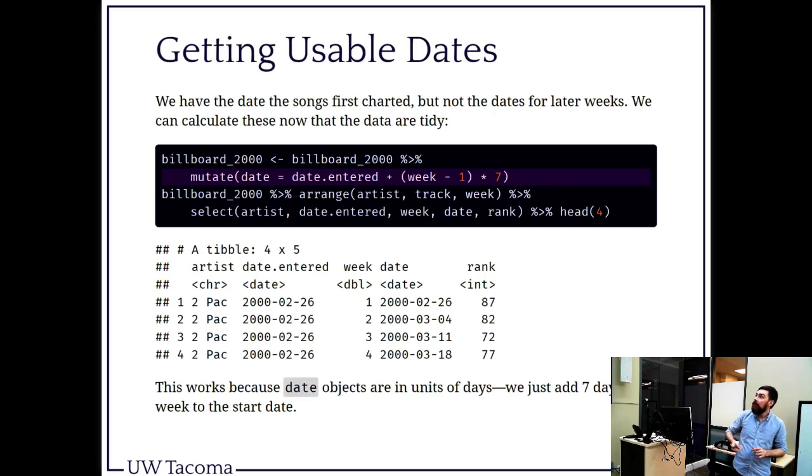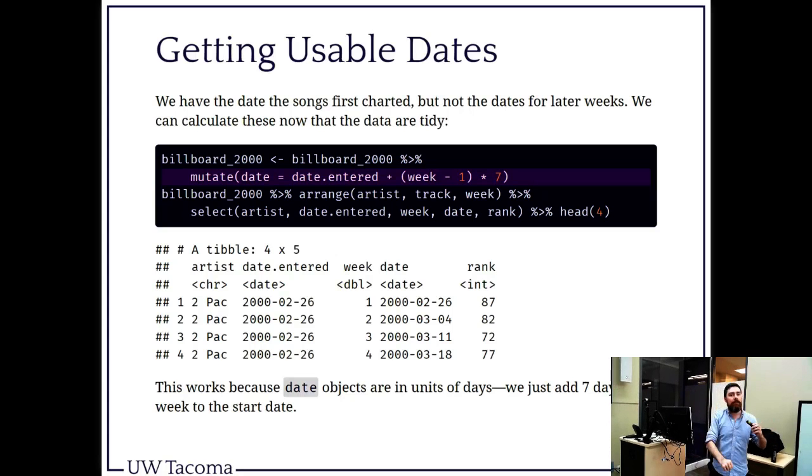Okay? Billboard 2000, I arrange by artist, track, and week. I select those particular ones and I get head. We see now, Tupac's song here entered on February 26th. Week 1, it was still February 26th, it was rank 87. 1 week later, which is week 2, it's March 4th. Then March 11th, March 18th.